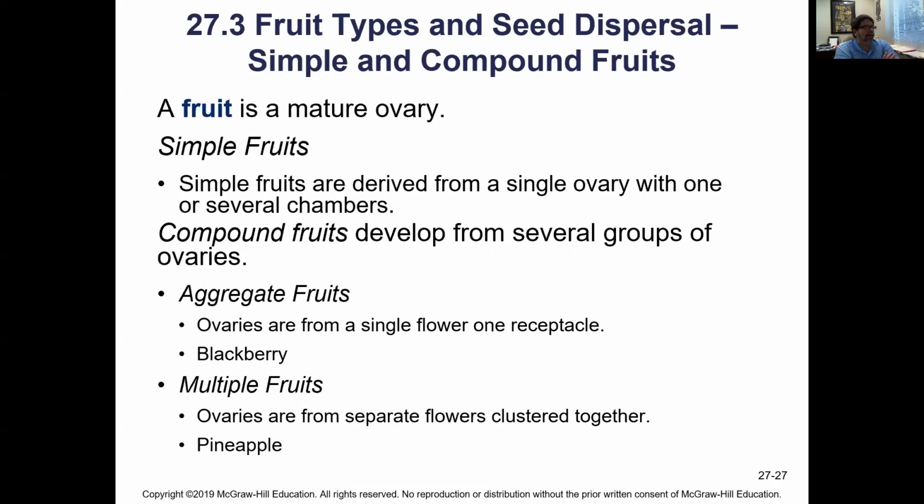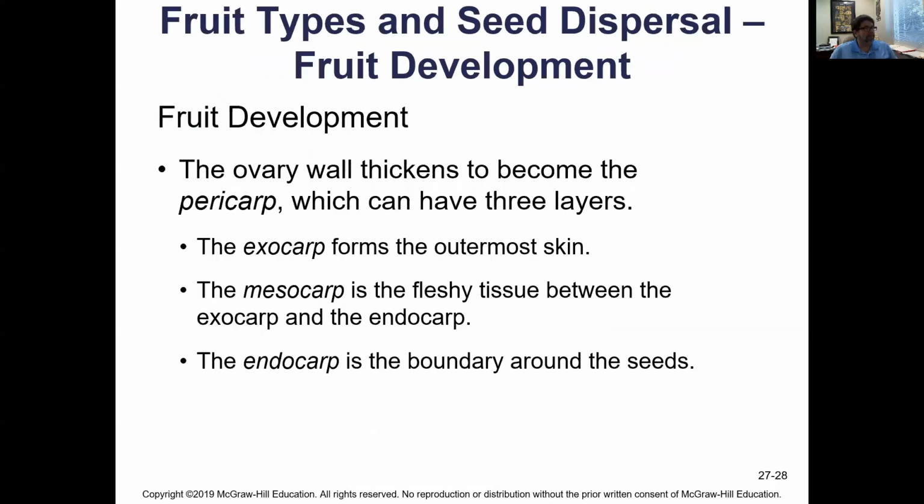A simple fruit is derived from a single ovary with one or several chambers. Compound fruits develop from several groups of ovaries. Aggregate fruits: ovaries are from a single flower with one receptacle. A good example is blackberry. Multiple fruits: ovaries are from separate flowers clustered together, and that's a pineapple. So pineapple is our multiple fruit, aggregate fruit is the blackberries, and simple fruit would be like an apple.